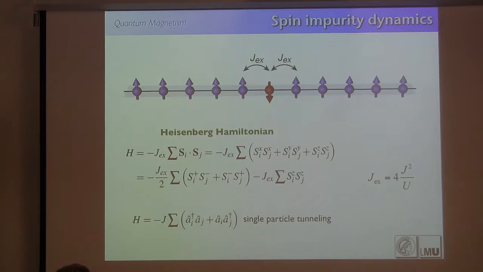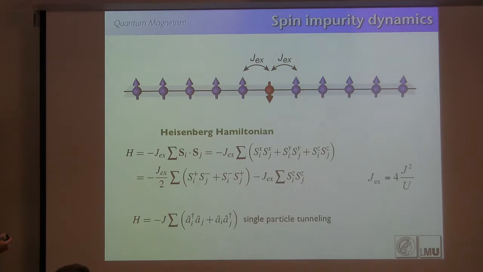So how does the evolution look like? Well, we have the Heisenberg Hamiltonian. We decompose it into the kinetic part, this S plus S minus part, and the interaction part. And for the single spin problem, you actually see, interestingly, that the interaction term, the SzSz term, does not play any role. Because you see, irrespective of where you put that single spin down, the energy of the state is always going to be the same.